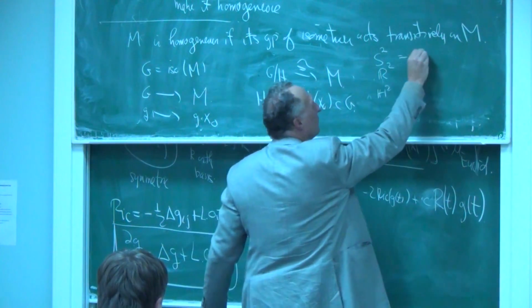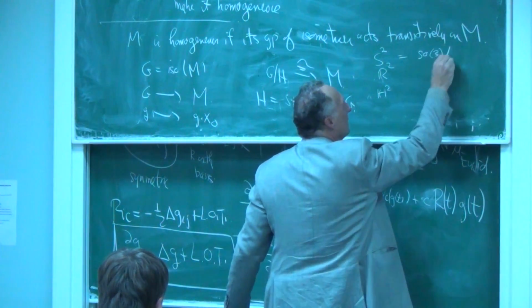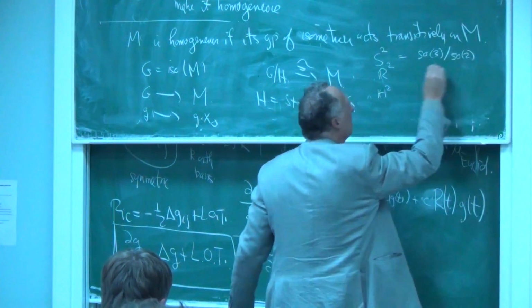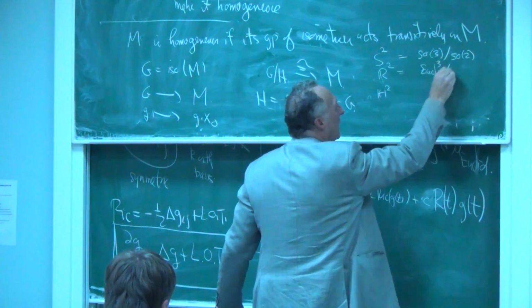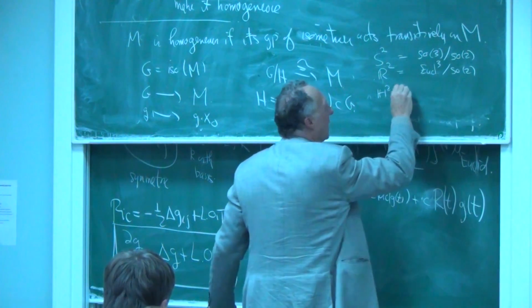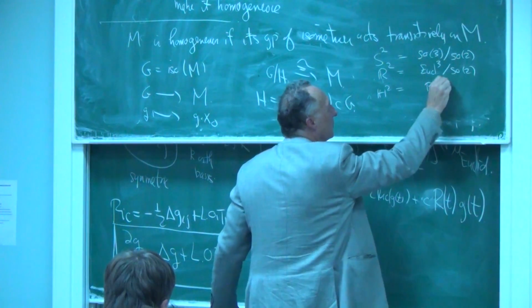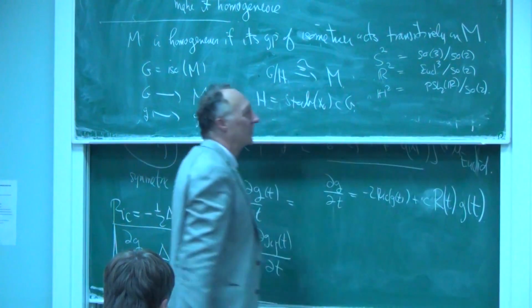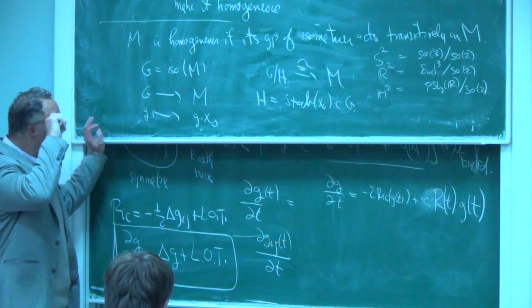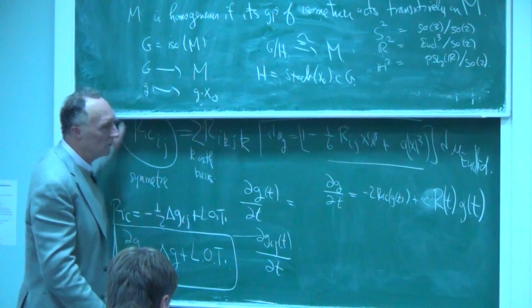So in the case of Riemann surfaces, the homogeneous ones are the two-sphere, R2, and the hyperbolic plane. The two-sphere is SO3 mod SO2. The plane is the Euclidean group mod SO2. And hyperbolic space is PSL2R divided by SO2. So those are the three homogeneous manifolds in dimension 2.